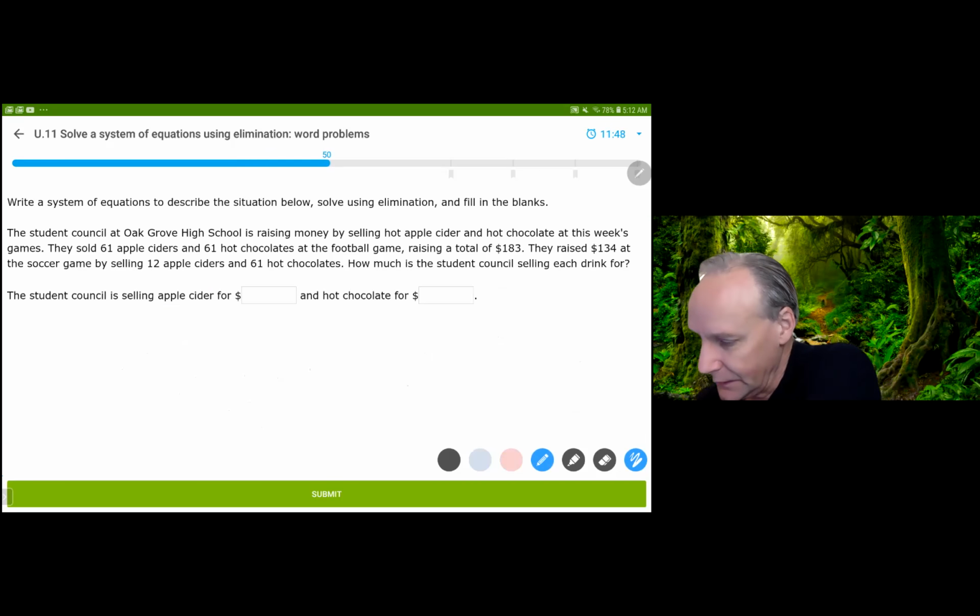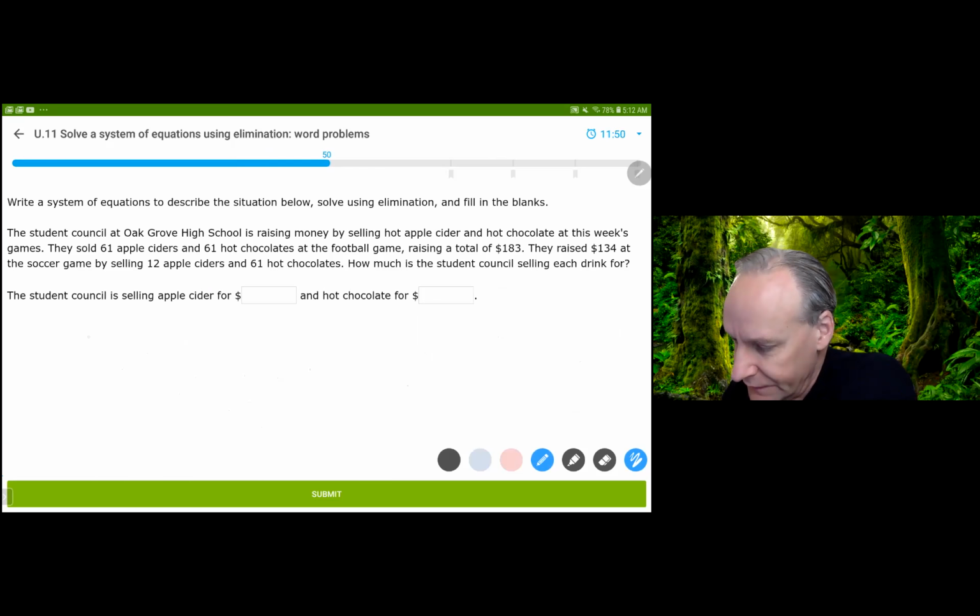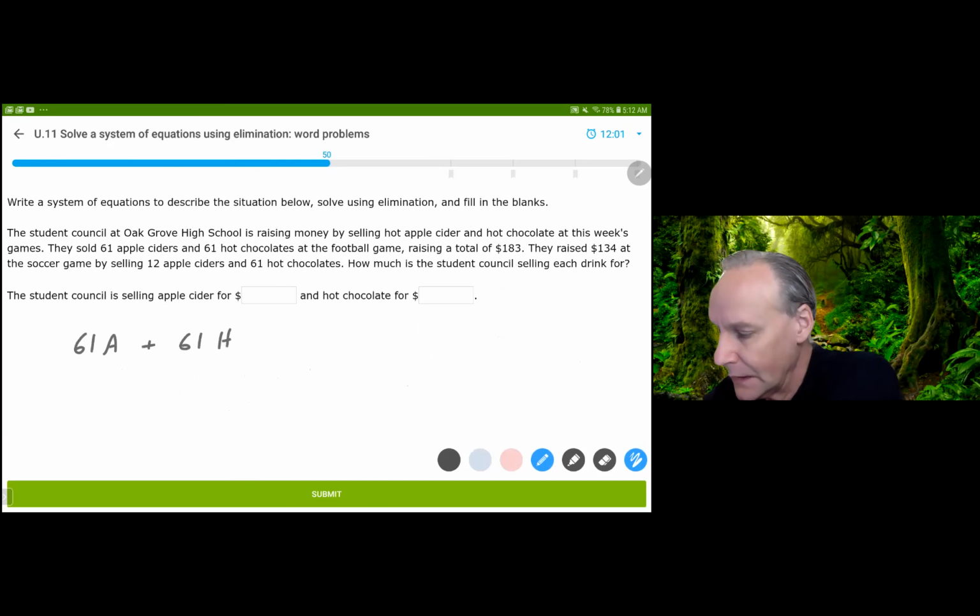Okay, what do we got here? We have 61 apple ciders. I'm going to use A for apple. And 61 hot chocolates. I could use H or C, either one, but I'm going to avoid the C because of the ciders and the chocolates. I'm just going to use H and A.